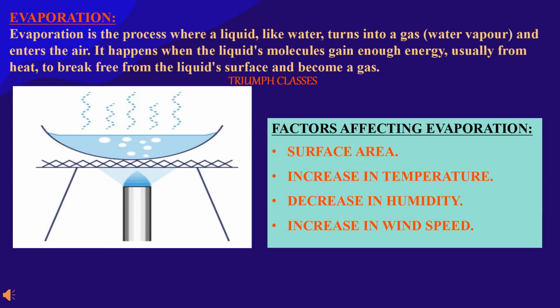Evaporation. It is the process where a liquid like water turns into a gas as water vapor and enters the air. It happens when the liquid's molecules gain enough energy, usually from heat, to break free from the liquid's surface and become gas. Factors that affect the rate of evaporation are surface area, change in temperature, humidity and wind speed.